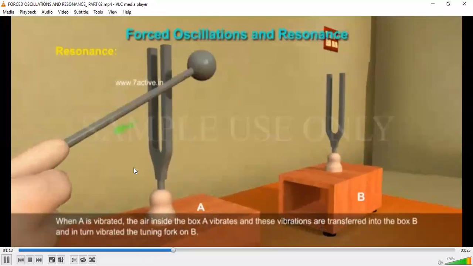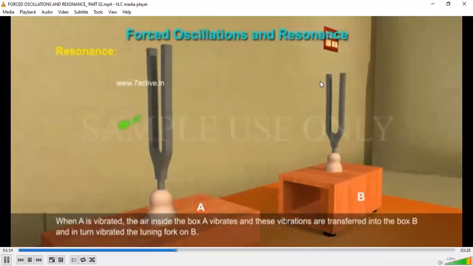When A is vibrated, the air inside box A vibrates, and these vibrations are transferred into box B, and in turn vibrate the tuning fork on B.